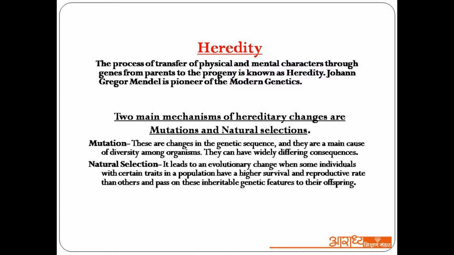Mutation: these are changes in the genetic sequence, and they are a main cause of diversity among organisms. They can have widely differing consequences. Natural selection: it leads to an evolutionary change when some individuals with certain traits in a population have a higher survival and reproductive rate than others and pass on these inheritable genetic features to their offspring.